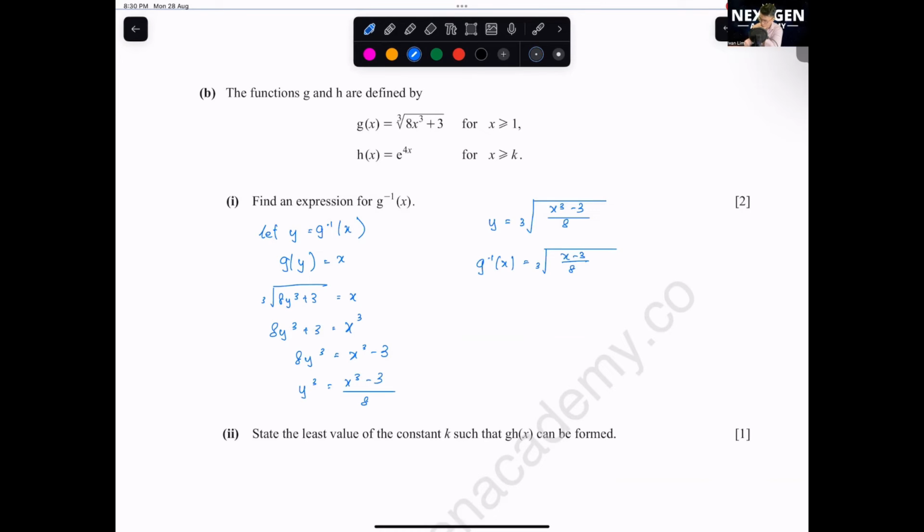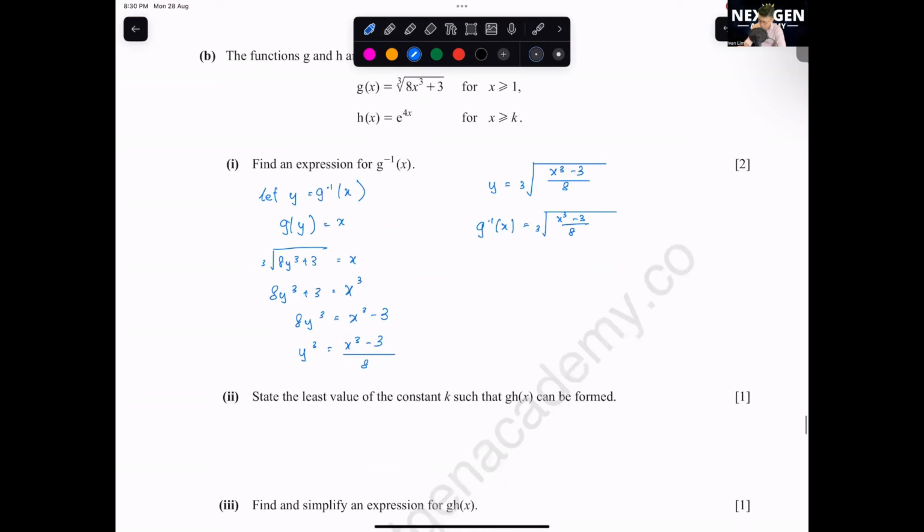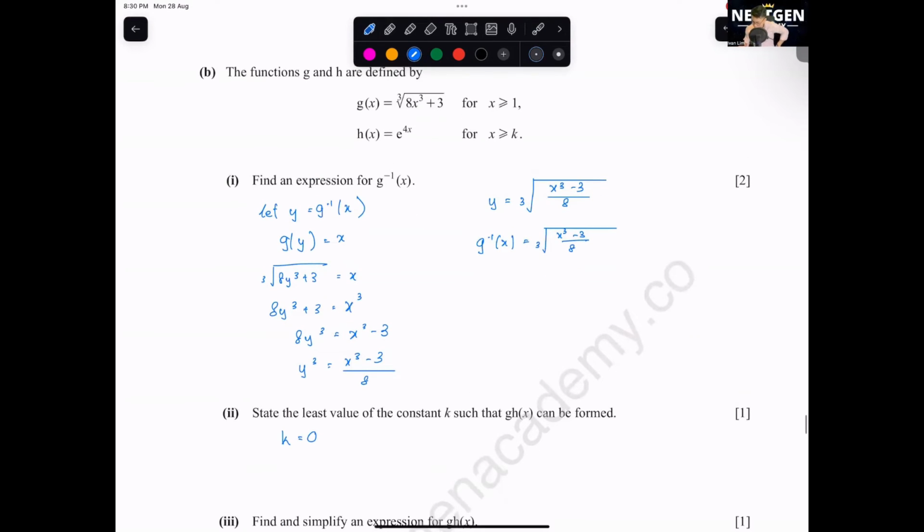For this question 2, to be honest, I'm not so sure what the answer is. They just say state the value. If any of you understand, they actually just say that k is equal to 0. Oh, sorry, x cubed. They say the answer for this question 2 is k equals 0.